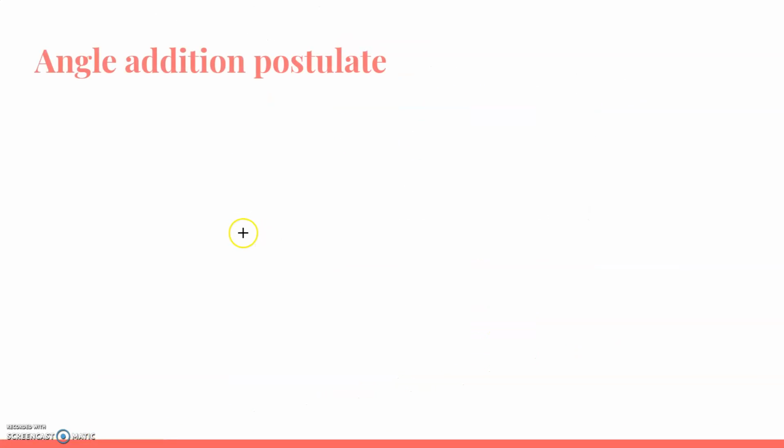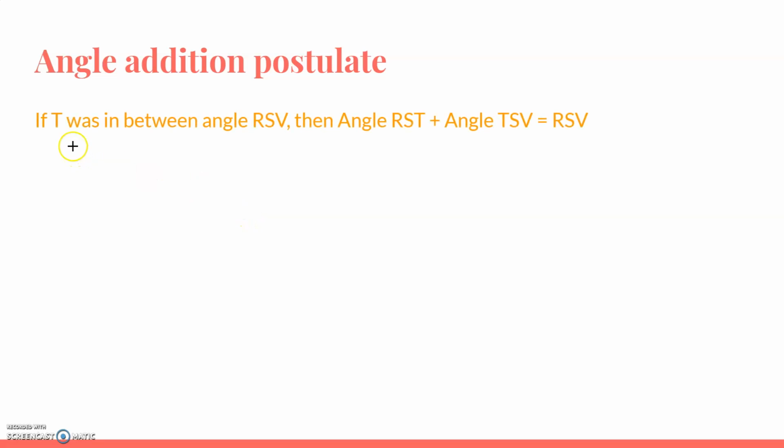Alright, next. Angle addition postulate. So, if T is in between angle RSV, then angle RST plus angle TSV should equal angle RSV. So this diagram proves the angle addition postulate. So here we have our original angle, angle RSV, and then point T in between angle RSV. So that tells us that angle RST and angle TSV must equal angle RSV.